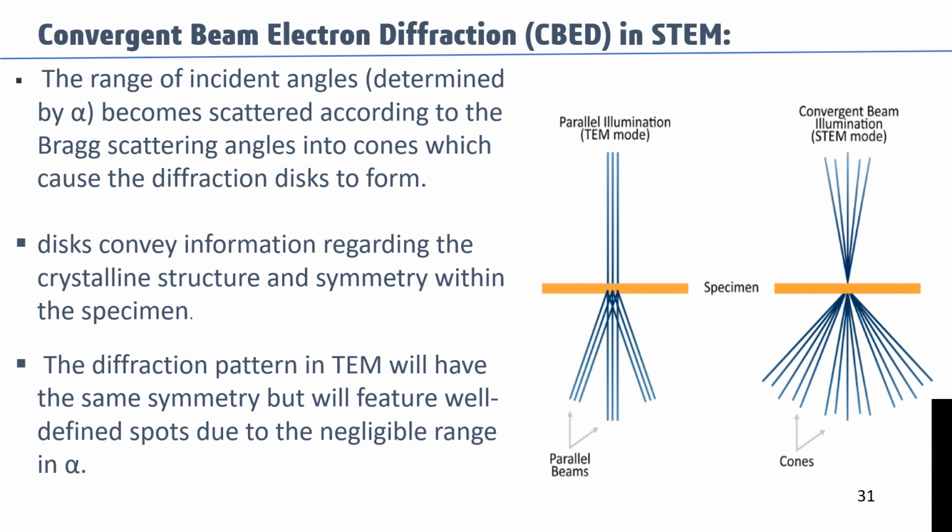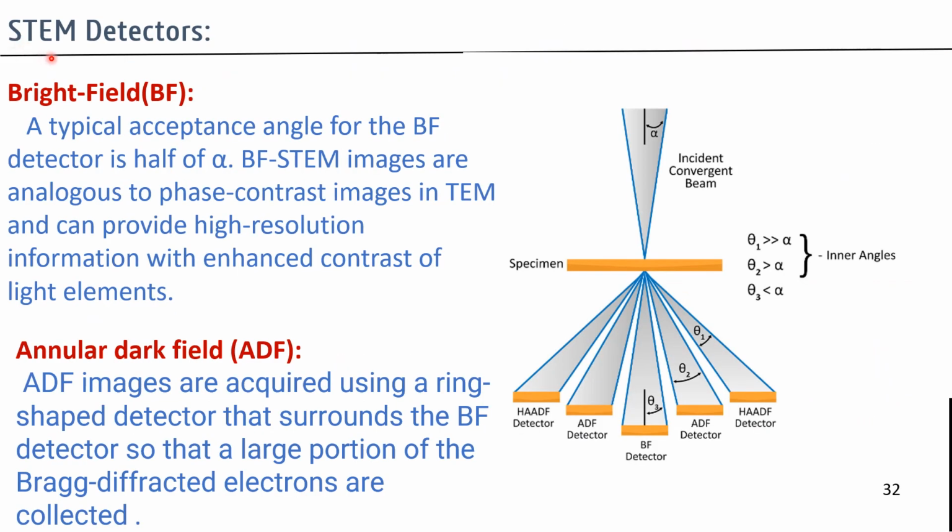In the case of STEM, we see different types of detectors: bright field detector, annular dark field detector, or high angle annular dark field detector. A typical acceptance angle for the bright field detector is half of alpha. BF STEM or bright field STEM images are analogous to phase contrast images in TEM and can provide high resolution information with enhanced contrast of light elements.